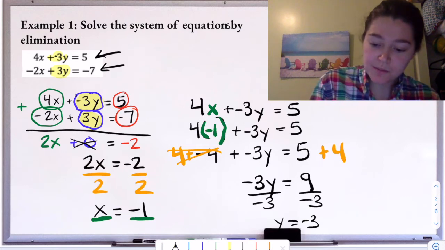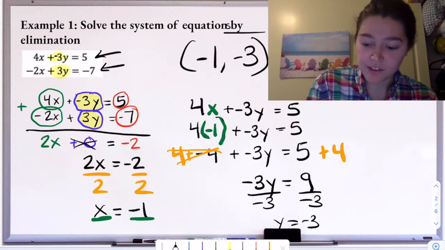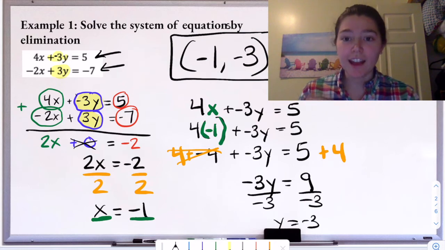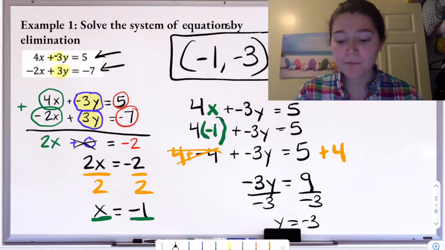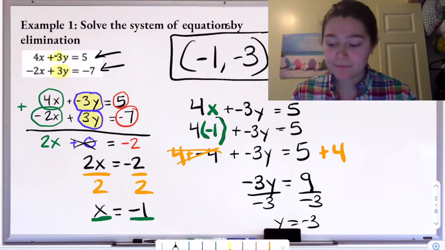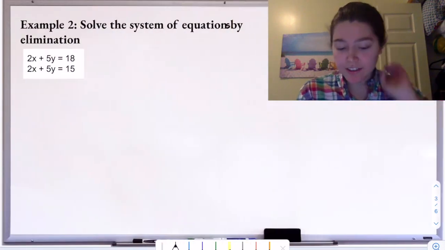Yep, it is the coordinate point, ordered pair -1, -3. If we were to graph these two lines, those lines would intersect at the point -1, -3, and that is the x value and y value that makes both equations true at the same time. Awesome. All right, let's take a look at another example here.